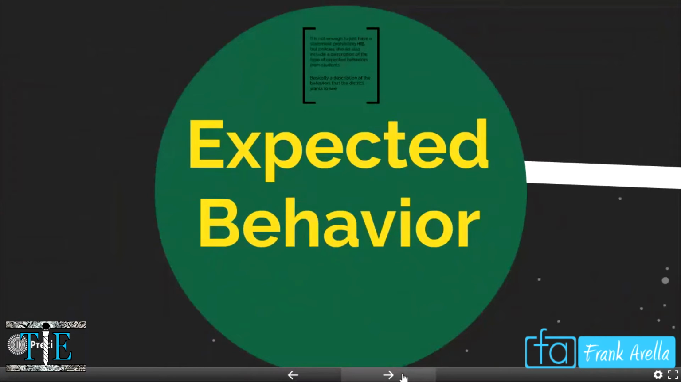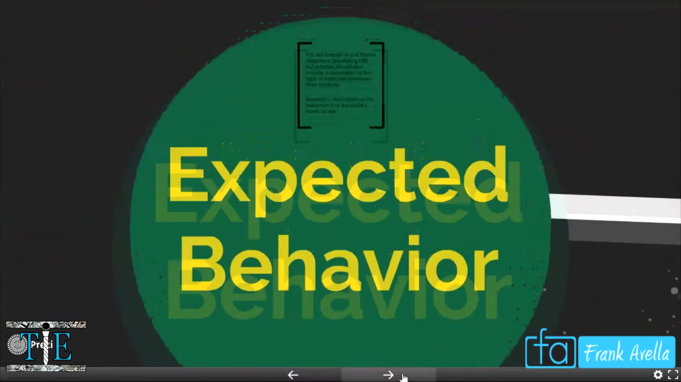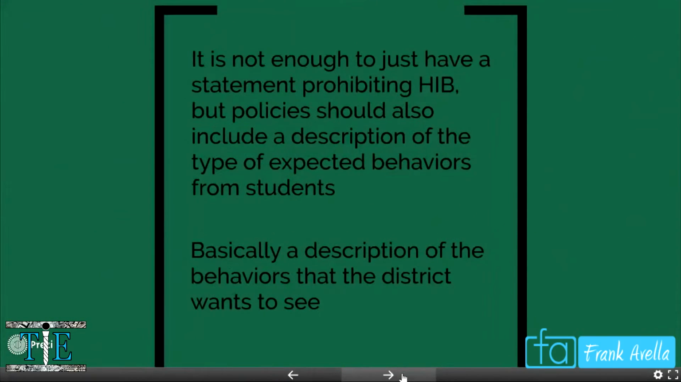Expected behavior is part of an HIB policy. It's not enough to just have a statement prohibiting HIB, but there should be policy saying what positive behaviors you expect. What are the expected behaviors from students? Don't just say what they shouldn't do, say what they should do. Say how they should behave.